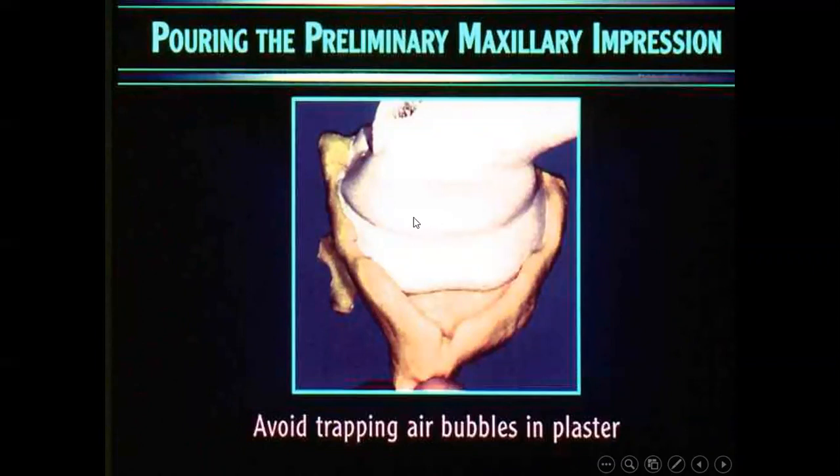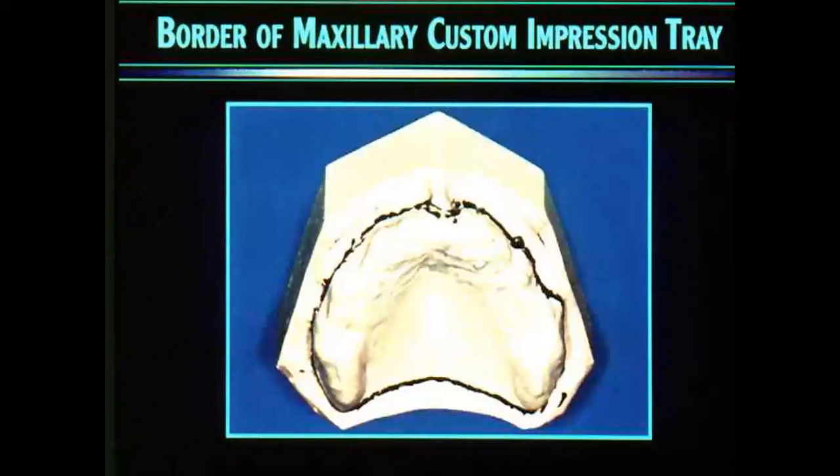The primary impression should be poured with plaster of Paris, a gypsum material. Before pouring, we do the boxing of the impression with wax, then pour the impression with plaster of Paris and avoid trapping air bubbles in the plaster, so we should use a vibrator. This is the study cast produced from pouring the primary impression.